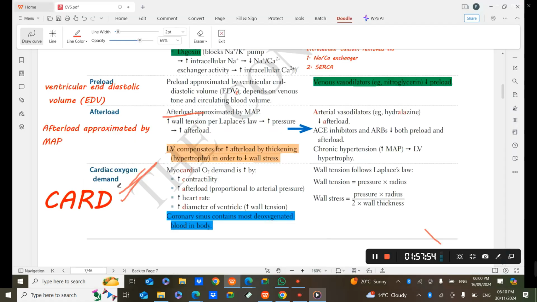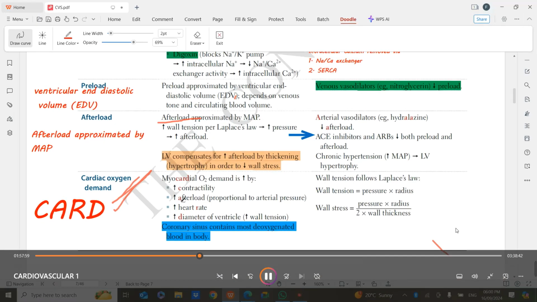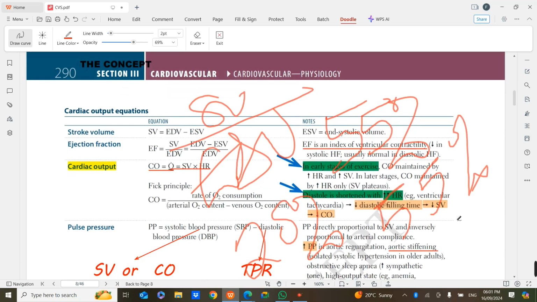All right. So this is the cardiac oxygen demand, the most tested concept so far, apart from those I've mentioned, is actually the coronary sinus being the one that contains the most deoxygenated blood in the body. It's more or less like a simple question. They will just ask which of the following contains the most deoxygenated blood in the body? So your answer is going to be coronary sinus. Very easy and straightforward. Don't forget this. So the remaining, don't give yourself too much headache.